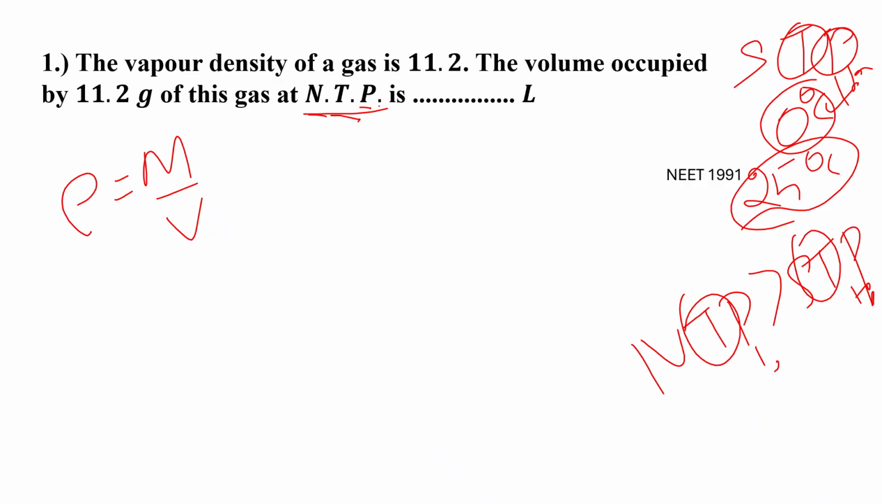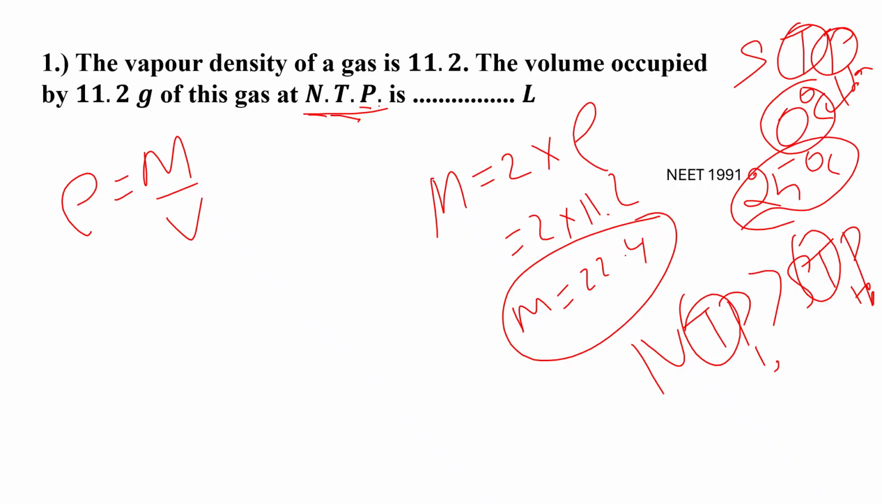So we need a relationship between the mass and the vapor density. The relationship is that molar mass is equal to 2 multiplied by the vapor density. So 2 multiplied by 11.2 is 22.4. 22.4 is the molar mass. We have the given mass, 11.2 gram, and 22.4 is the molar mass.